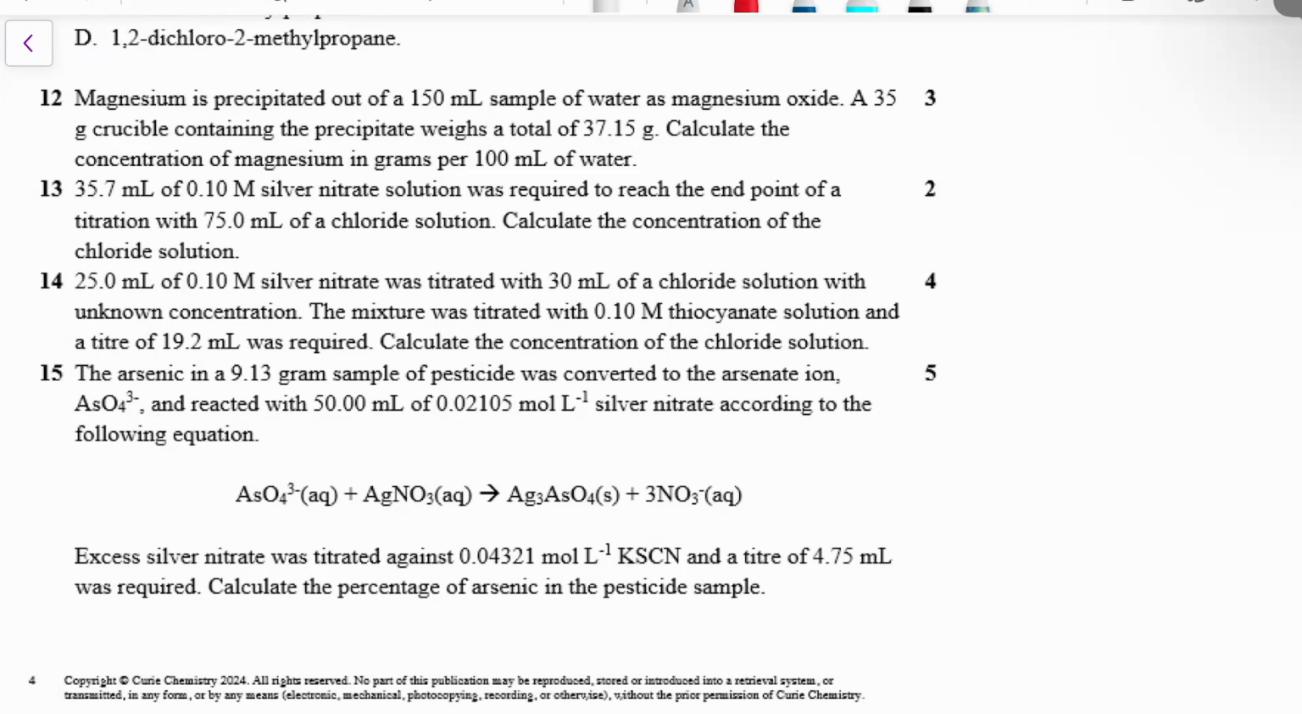Anytime you see calculation questions, once again, it's not like the equation is really obvious. Every chemistry question tends to be a stoichiometry question. So identify what chemical they've given you information for, what chemical they're asking you for, and what equation you write to relate the two. So in this case, magnesium is precipitated out as magnesium oxide. So magnesium oxide is the precipitate, and that precipitate is 37.15 grams.